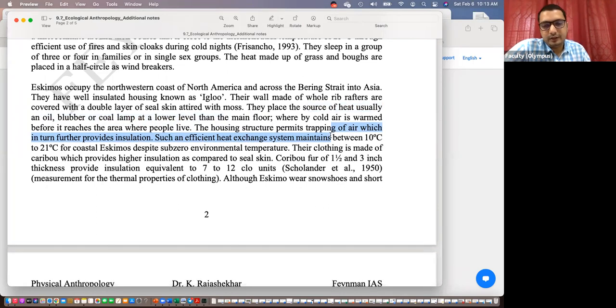So they maintain temperatures of about 10 to 21 degrees in these houses. Imagine how this is possible with the sources that are already there in nature. They're using snow, basically ice, and building houses.